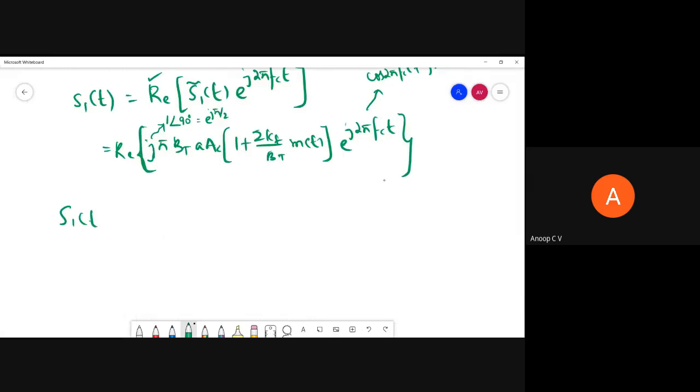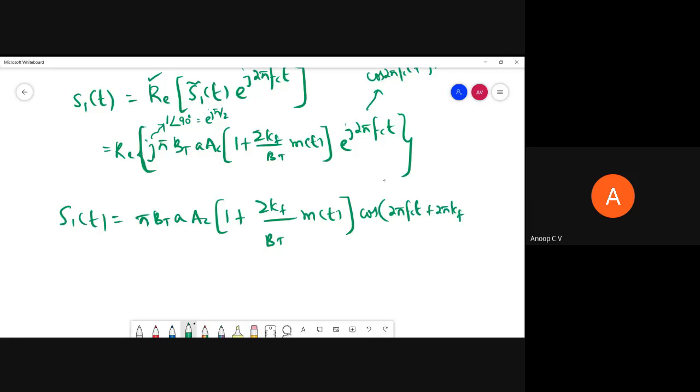So s1 of t is equal to, I'll write it here, pi bt a ac, then 1 plus 2 kf by bt times m of t, times cos of 2 pi fct plus 2 pi kf into the integral 0 to t of m of tau d tau, then plus pi by 2. That pi by 2 is from the multiplication with j.